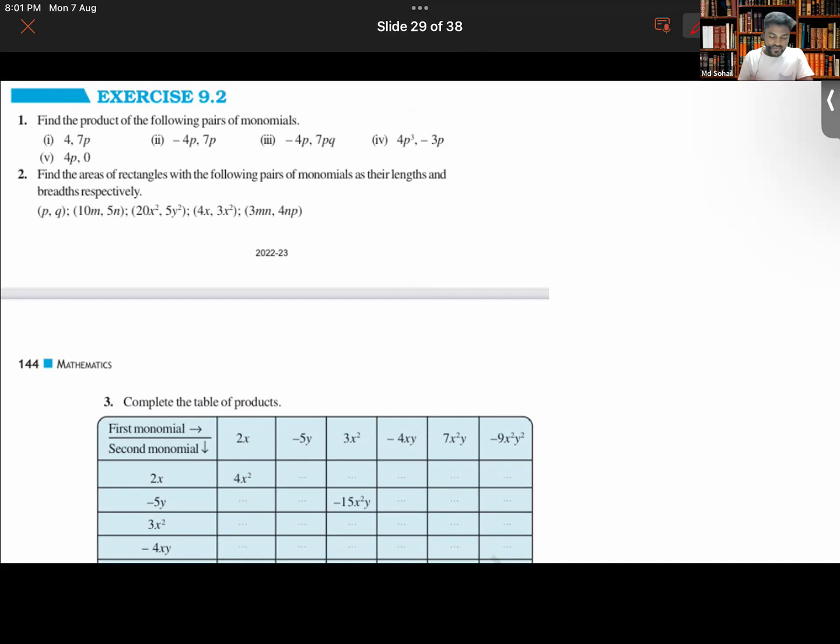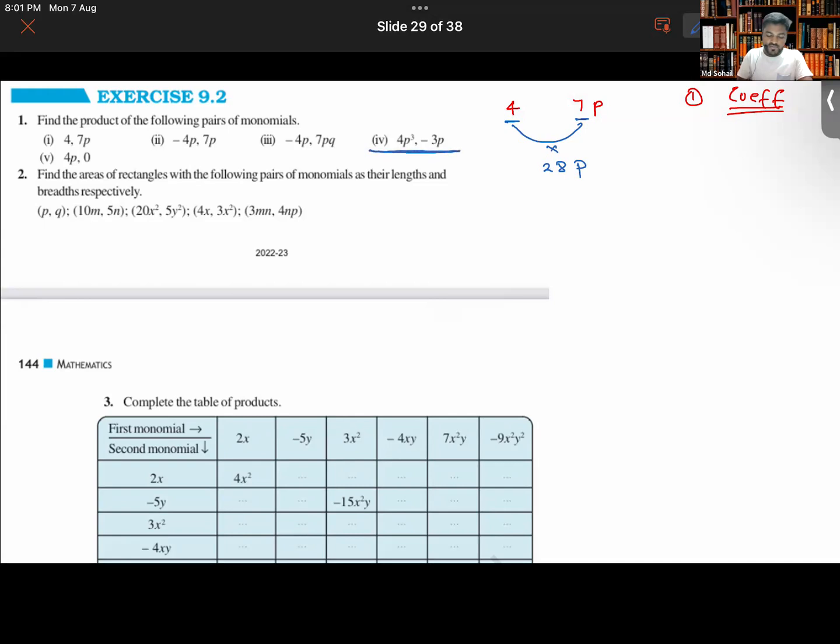Apart from this one, I also gave one more assignment. You are required to find the product of the following pairs of monomials. That is pretty easy, like 4 and 7p. The first rule says that first we need to multiply the numerical coefficients. The numerical coefficients are what here? This 4 and 7. So that is basically 28. And since there's only one variable, we write p. Similarly, solve question number 4 also.